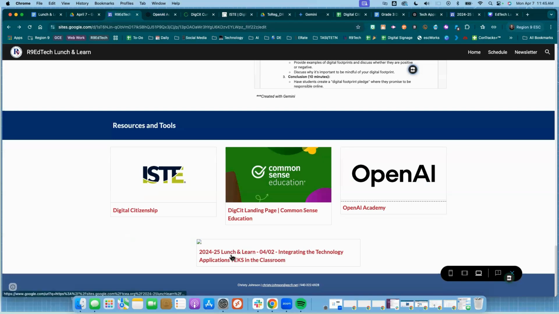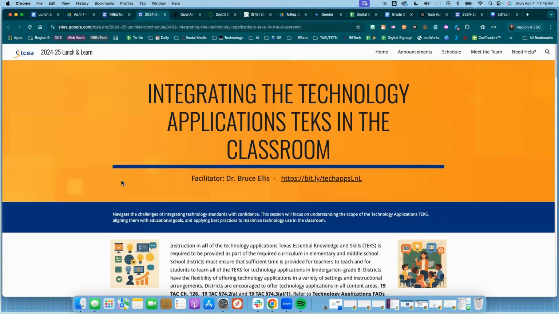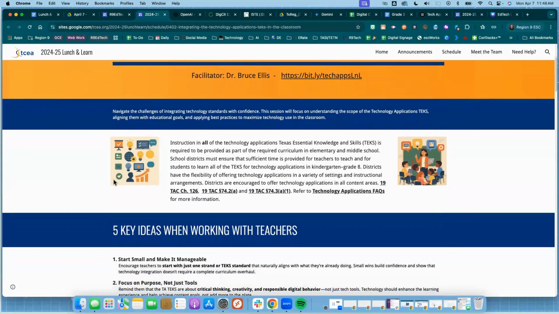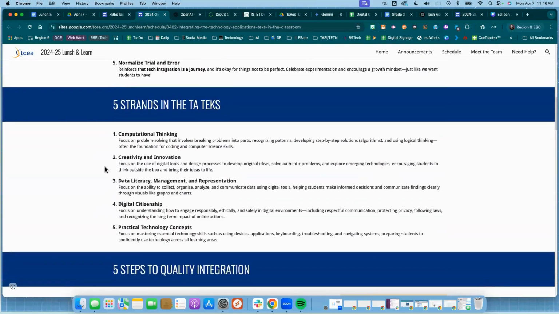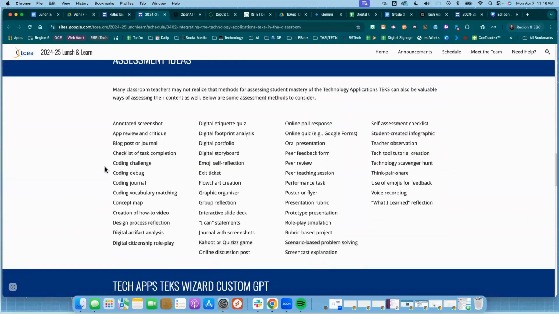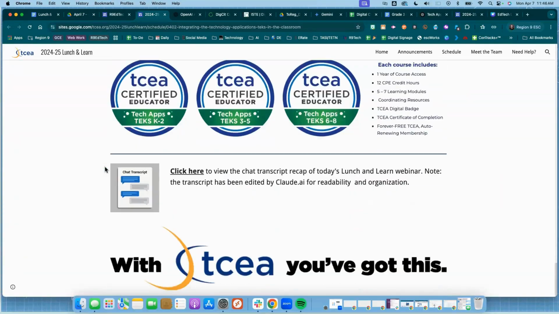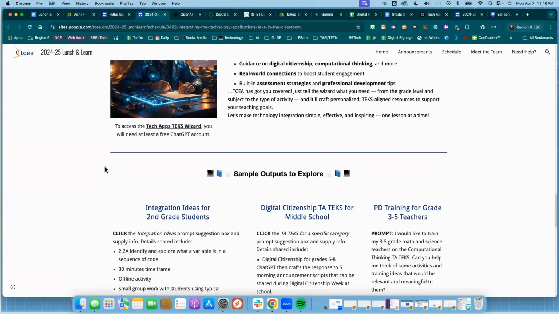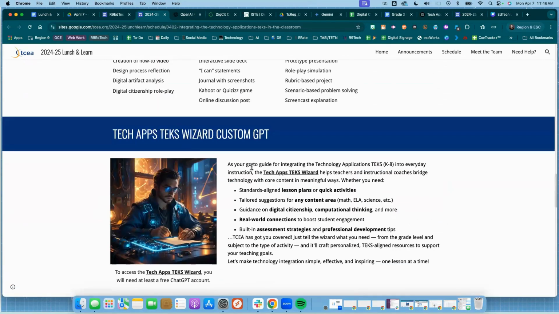And then the last one that I wanted to share is actually from TCEA. They actually did a lunch and learn on it. I believe it was last week, maybe, about integrating the Tech Apps standards. Actually, I take that back. This might be the old one. But anyway, they've done it a couple of times. But the thing that I wanted to show you is way down here at the bottom. Oh, maybe not. Maybe I have linked the wrong ones. Hold on. No, it's right here. I just skipped past it.